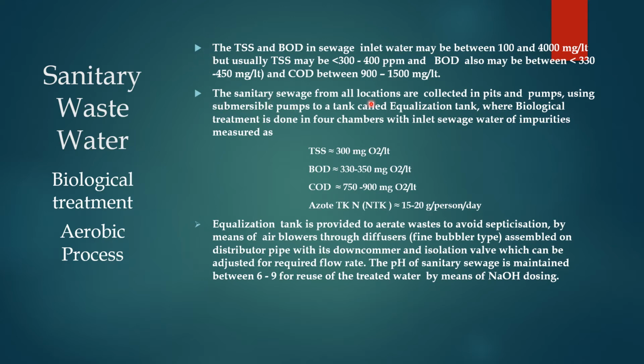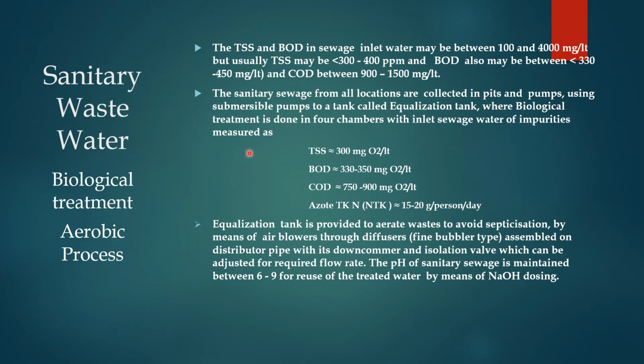The sanitary sewage from all the locations is collected in pits, and submersible pumps are used to pump it to the tank called the equalization tank. This has 4 chambers where biological treatment is done to convert it to activated sludge, and the sludge is separated and the purified water is disinfected, treated, and used as reused water.